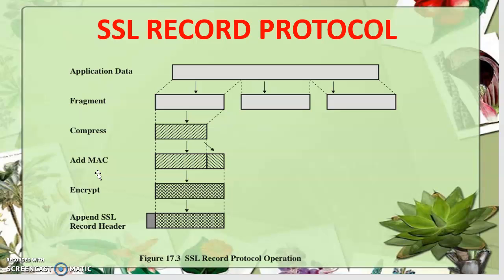So this is the format of SSL record operation. Application data is first divided into fragments, and each fragment is then compressed. To the compressed fragments we add a MAC, message authentication code, and then it is encrypted, and after encrypting we append an SSL record header. This is the SSL record operation.